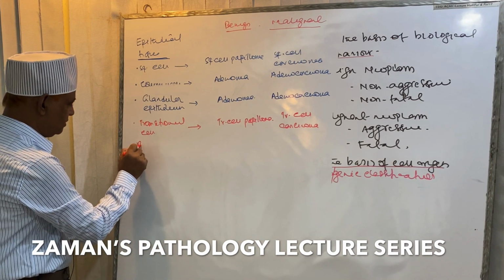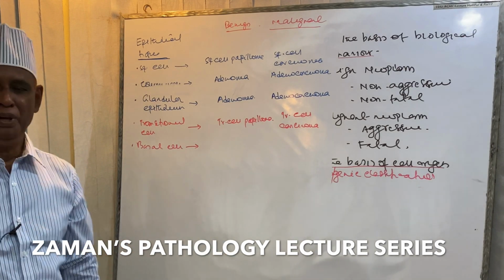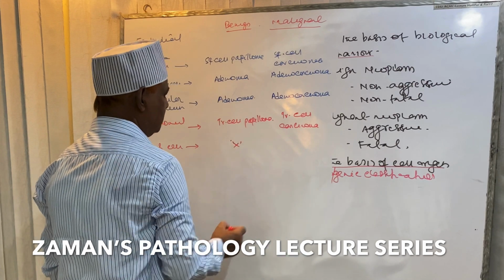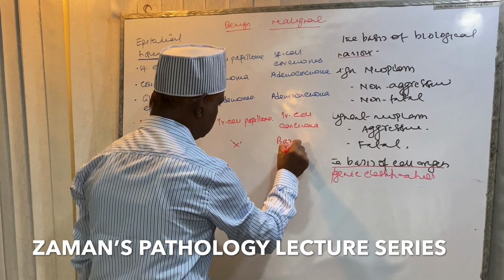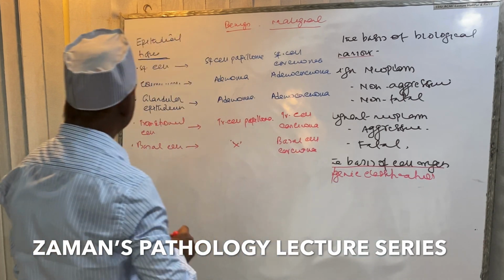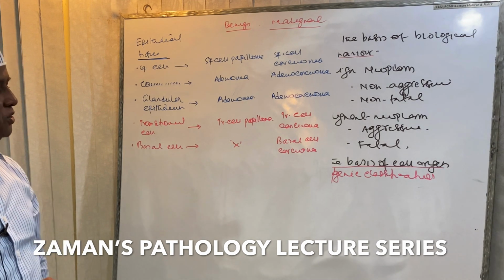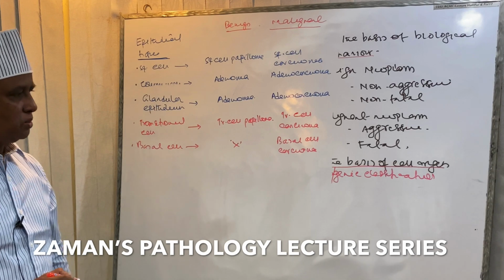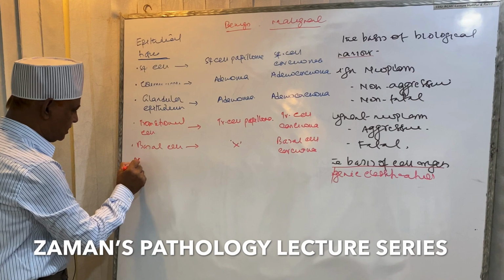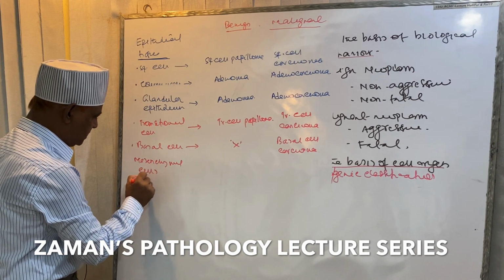Basal cell. There is no benign tumor of basal cell, but there is malignant tumor of basal cell, basal cell carcinoma. So, these are the tumors of epithelial tissue on the basis of cell origin or histogenic classification. Now come to tumors of mesenchymal cells.